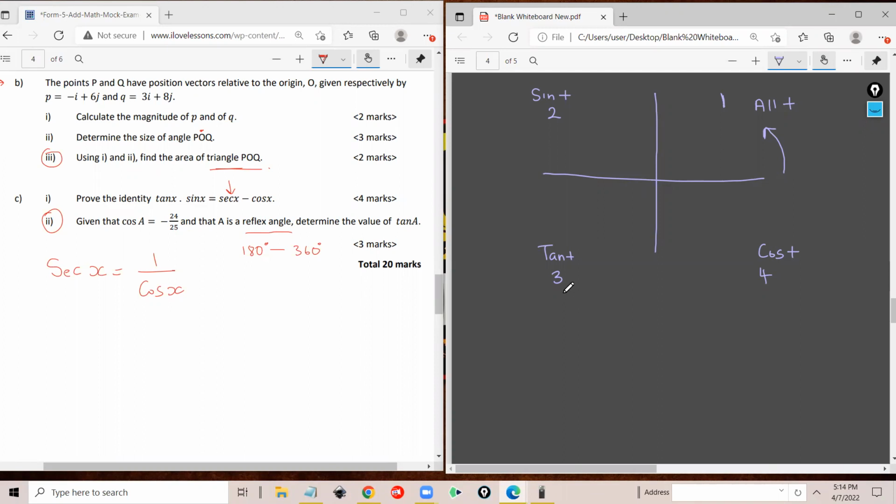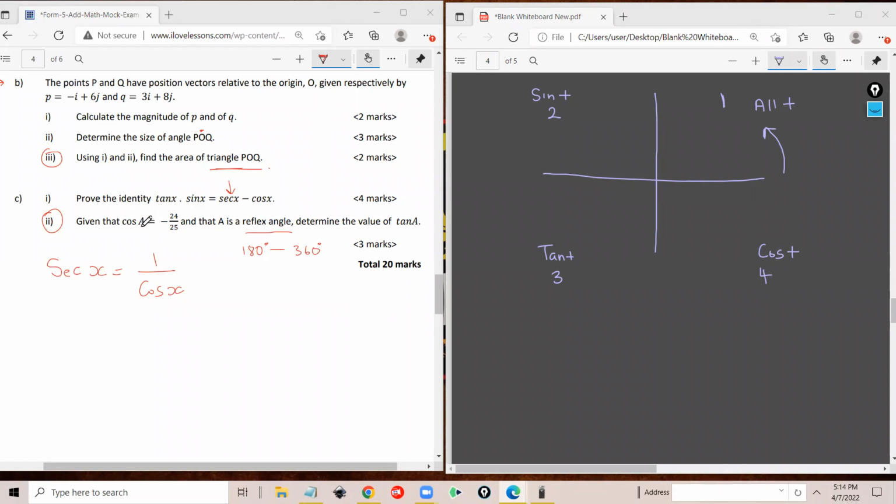I want you all to tell me which one we are referring to. We narrowed it down to 3 and 4, but we have to be more specific now. Is it 3 or is it 4? Correct. We're talking about quadrant 3 because in quadrant 4, cosine is positive.